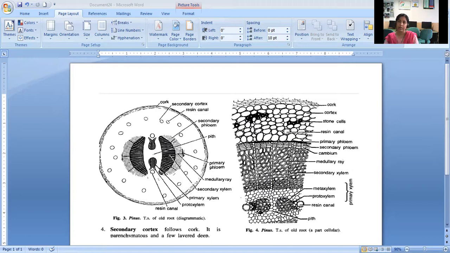This is the transverse section of the old root where you can see the outer cellular distribution of the cells like cork, then cambium, then followed by the cortex, then stone cells are present in between. These dark colors are the stone cells, and in between them the resin canals are also present.